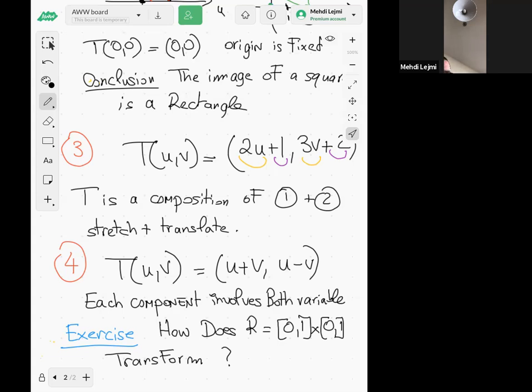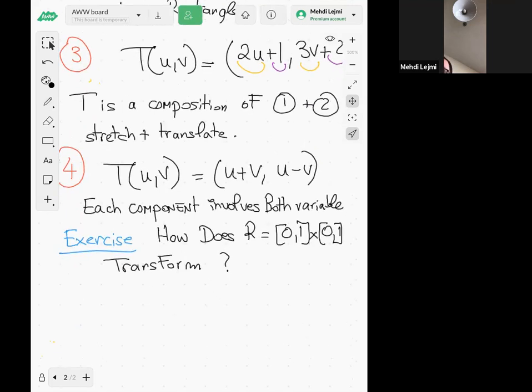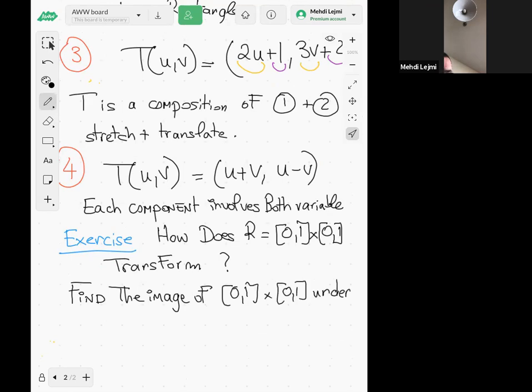So what I'm saying here, the question is to find the image of the square under this transformation T, right? That's the question: find the image of the square [0,1] cross [0,1] under the transformation T. Okay, I'm going to give you a couple of minutes to think about this.